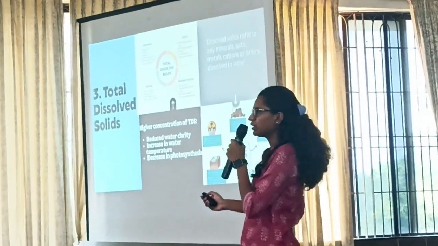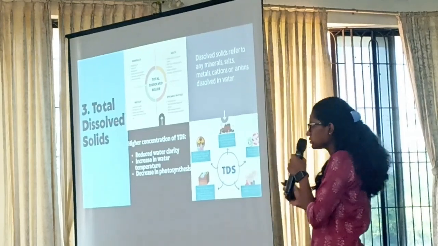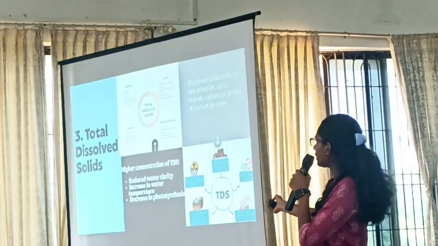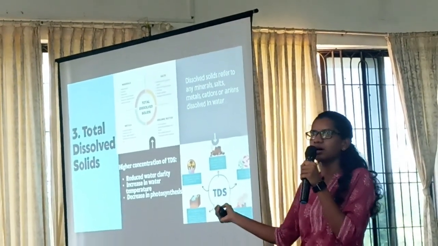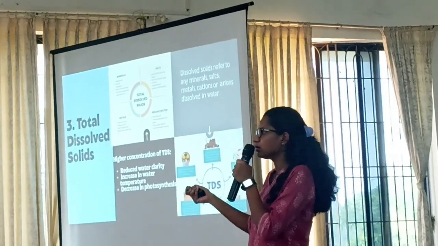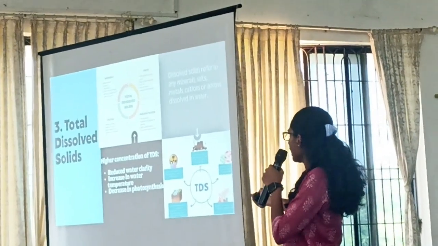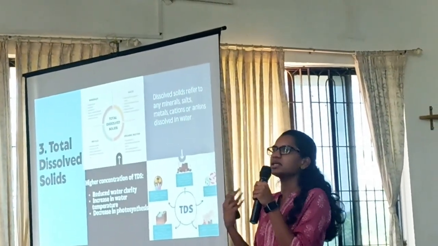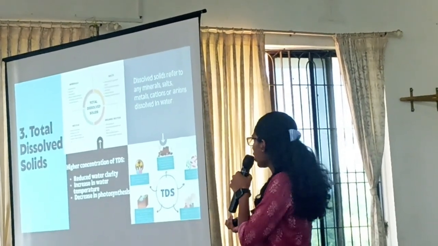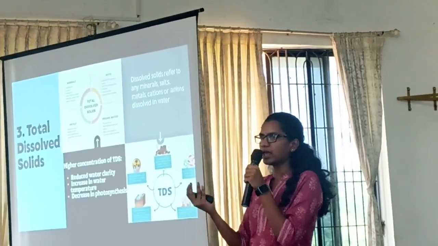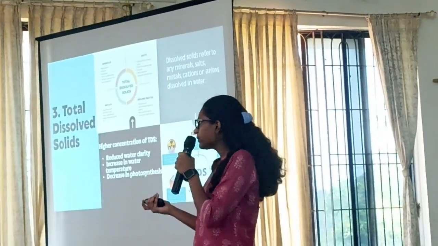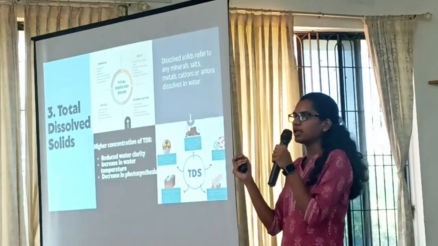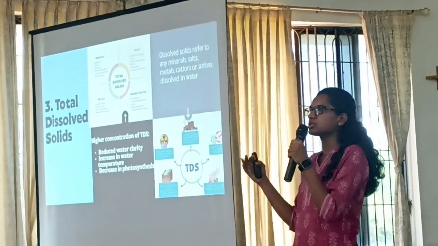And for the third one, this is total dissolved solids. The sources for total dissolved solids are all the minerals, salts, organic matter and heavy metals from various sources such as industries or municipal sewage that are being discharged, and various other sources. When there is an increased amount of total dissolved solids, it reduces the water clarity. The water becomes too turbid. And also, it increases the water temperature. The dissolved solids that are there hold up the temperature and increase the water temperature.